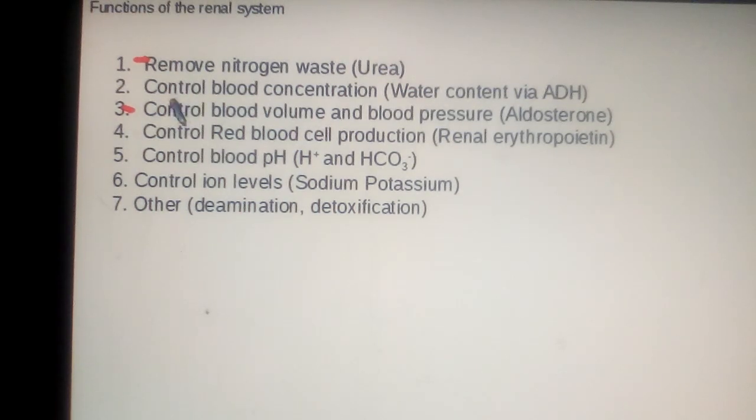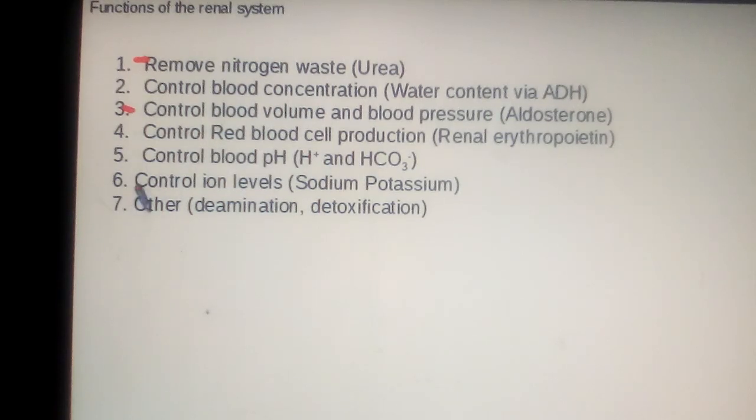Other things, controlling blood pH, hydrogen and bicarbonate ions. Hydrogen is an acid, bicarbonate acts as a base. The kidney can selectively release either hydrogen ions or bicarbonate ions to keep your blood pH at about 7.4. Then controlling electrolytes or ion levels, particularly sodium and potassium, which are really important for those excitable cells like neurons and muscles and so forth. So the kidney can excrete excess sodium, or retain or secrete potassium as needed.